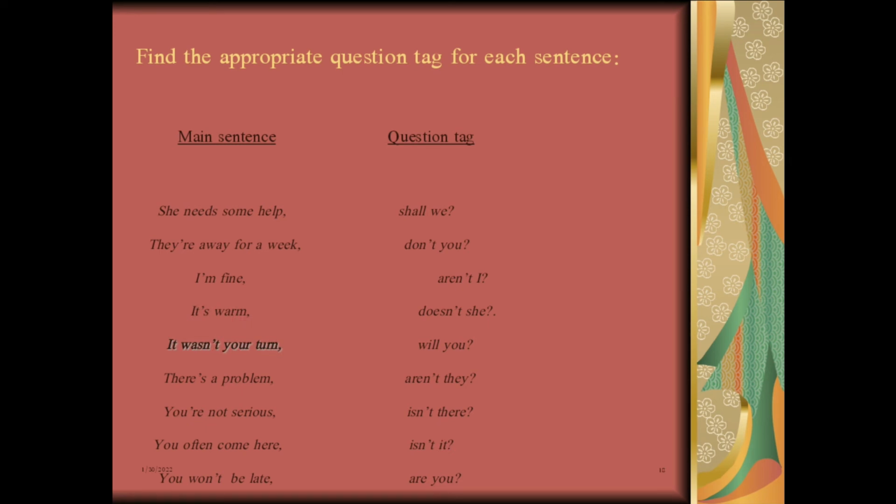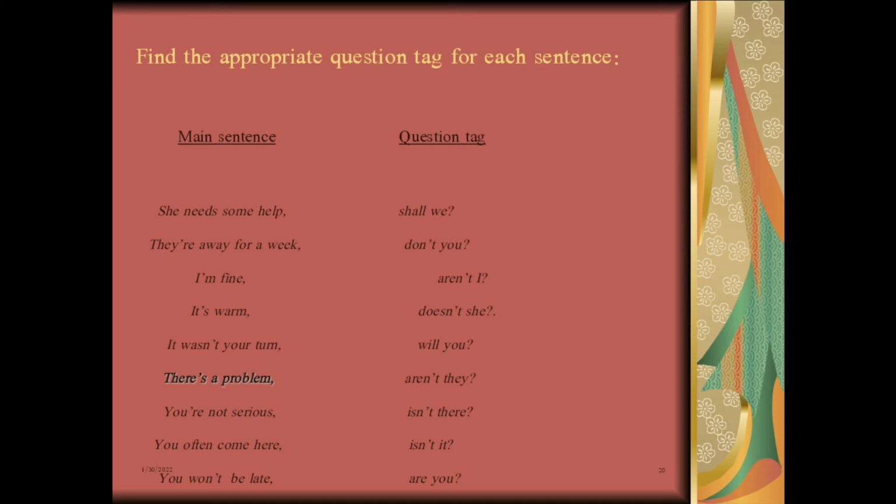After that, it wasn't your turn. Here, the auxiliary verb wasn't is in negative, so we put it in positive. Was, plus personal pronoun it. Was it? Yeah, great.